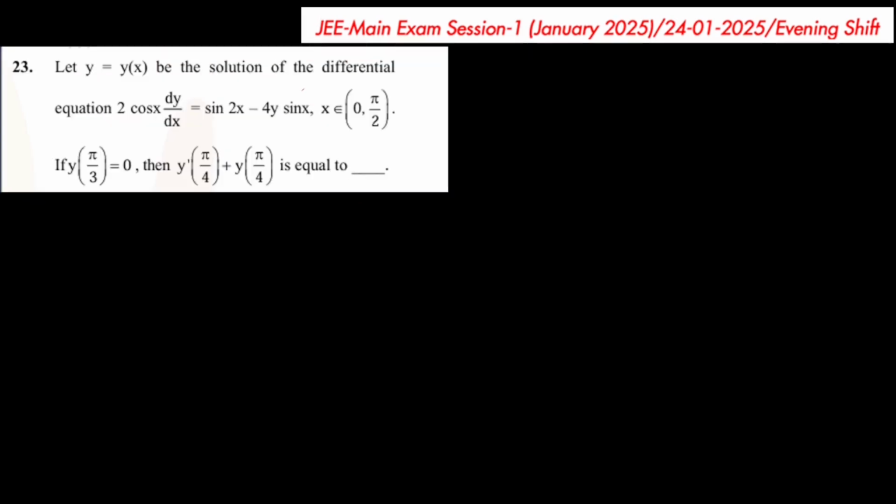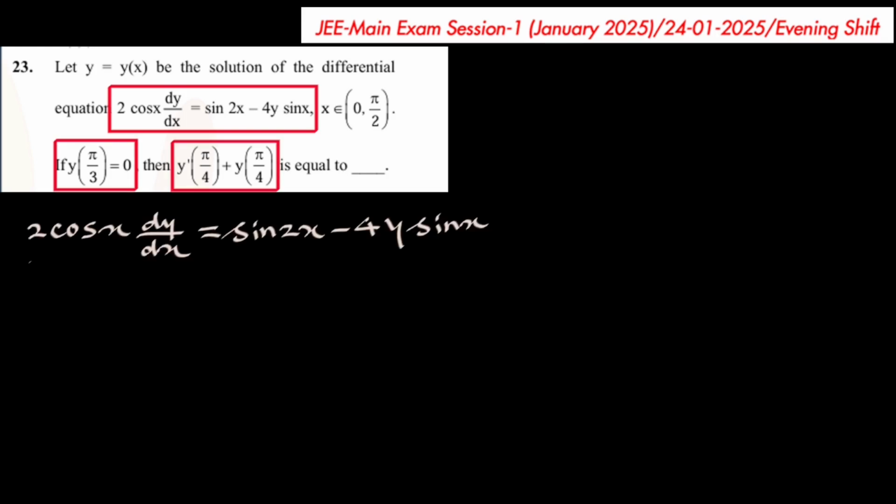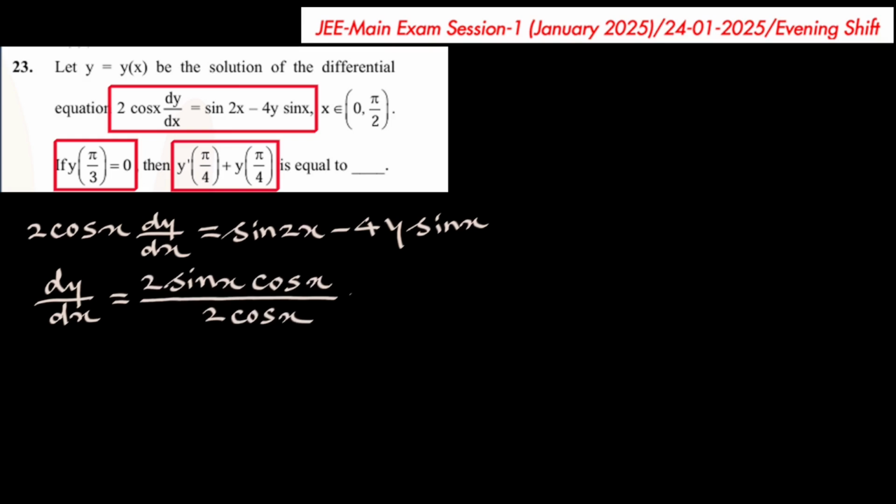In this question, we are given this differential equation, and if y of pi by 3 equals 0, then we have to find the value of this expression. We will divide throughout by this 2 cos x. So dy by dx equals sin 2x, which is 2 sin x cos x, upon 2 cos x, minus 4 sin x upon 2 cos x into y.